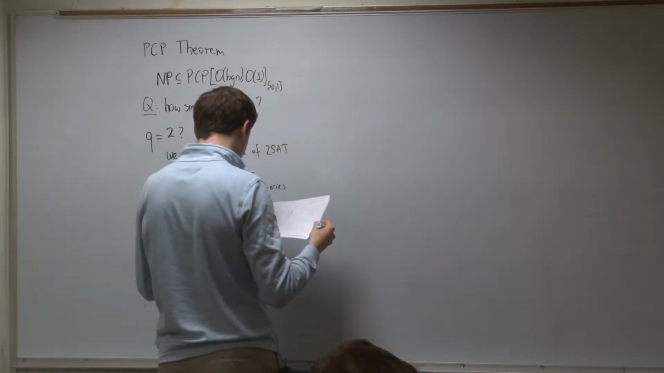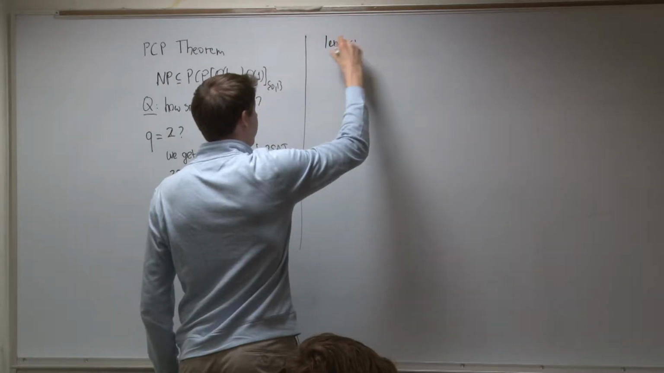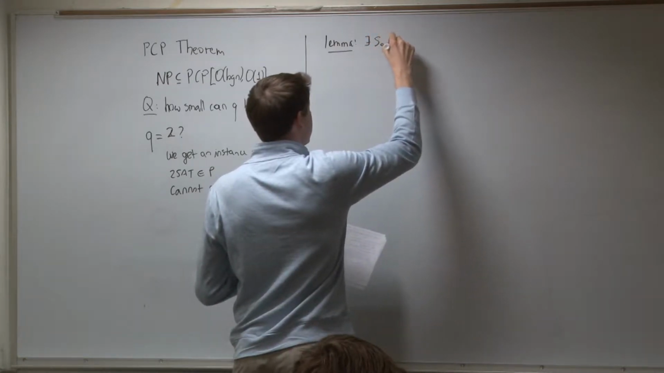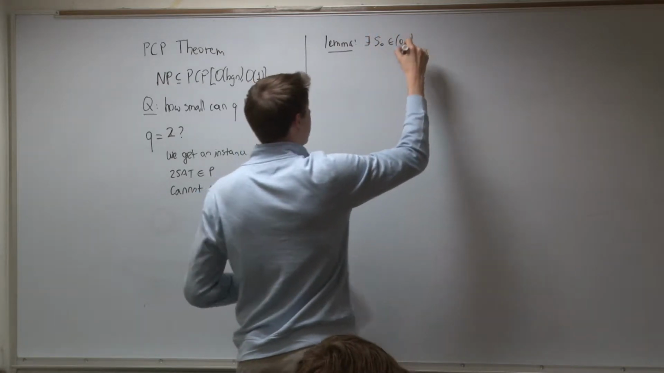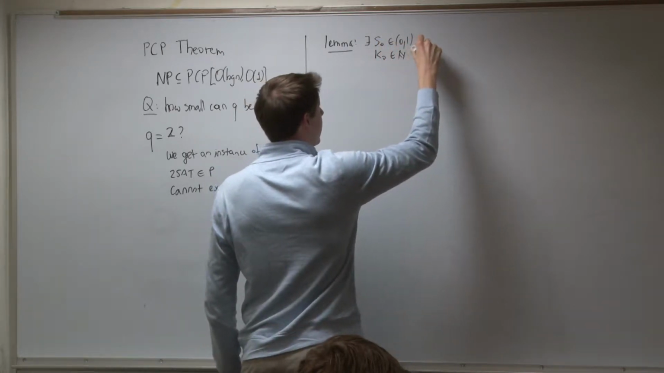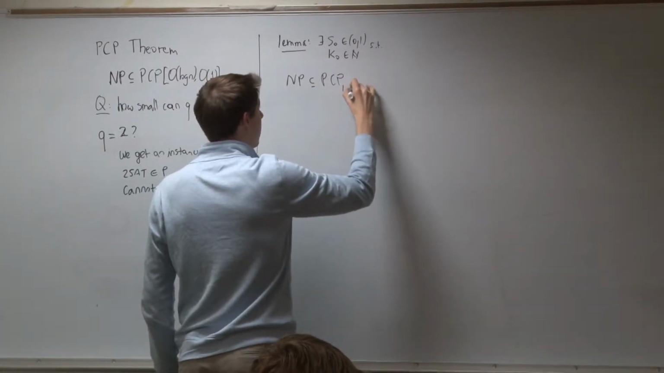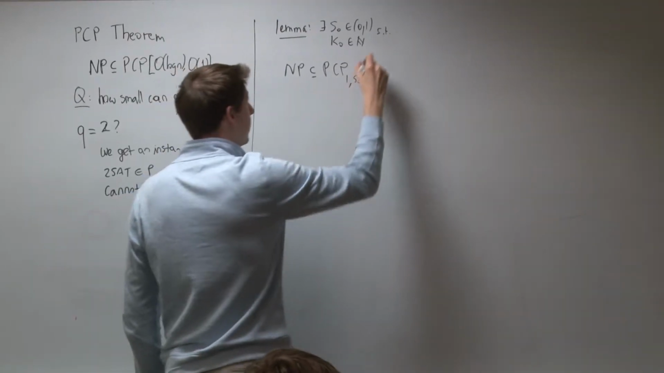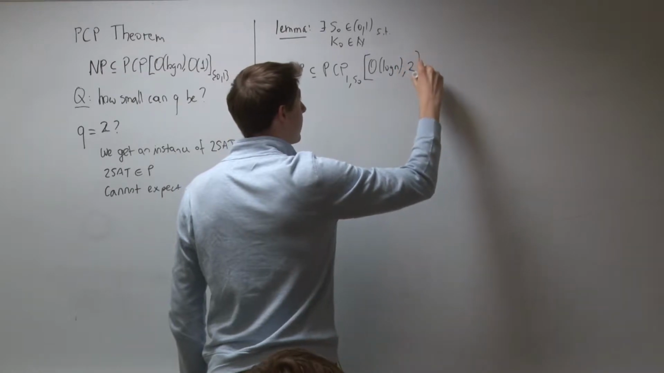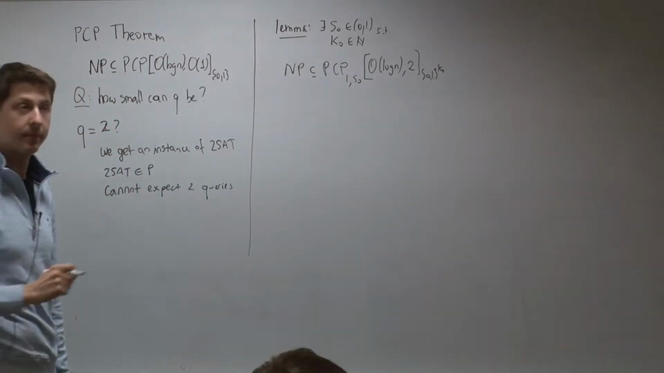So we're going to apply something we already know to prove a lemma. The lemma is that there exist constants, let's call them S0 and K0, such that NP is in PCP with a soundness error of S0, logarithmic randomness, 2 queries, and K0-bit answers. These are constants.